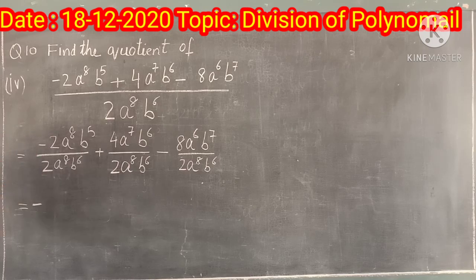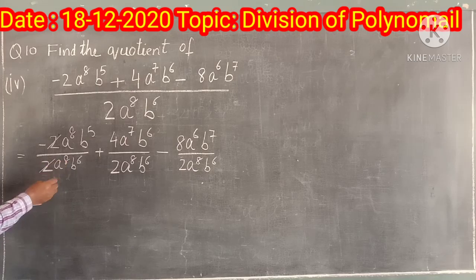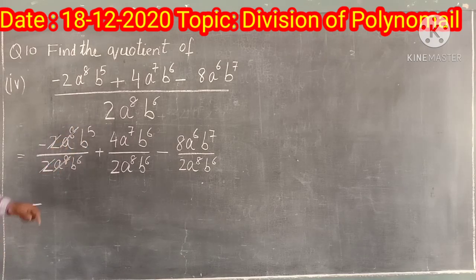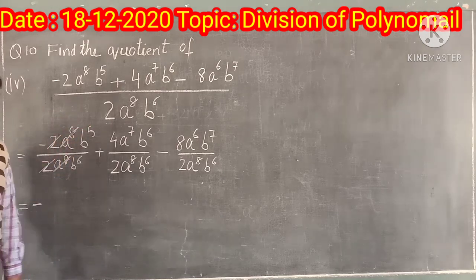2 divided by 2, they are cancelled with each other. The next one, a power 8 and a power 8, they are also cancelled with each other. Then the next one, b power 5 and b power 6.